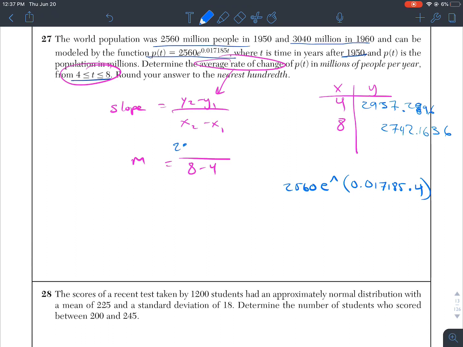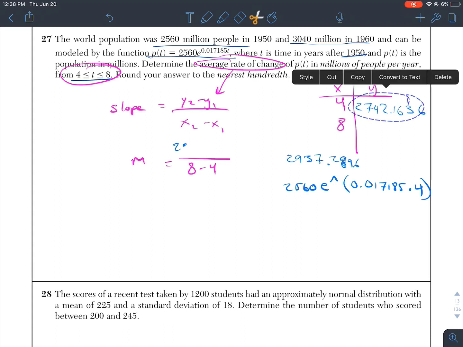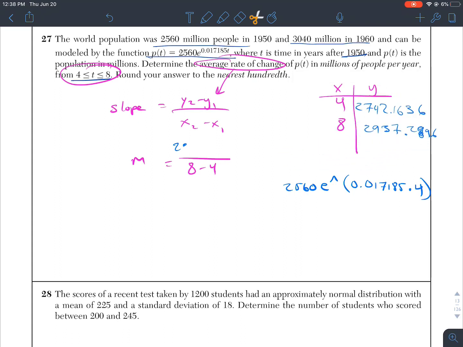So we have, oh, I actually put those backwards. I'm sorry, guys. So this one and this one should have been switched. So this should go here, and this should go here. Okay, I think I have it right now.